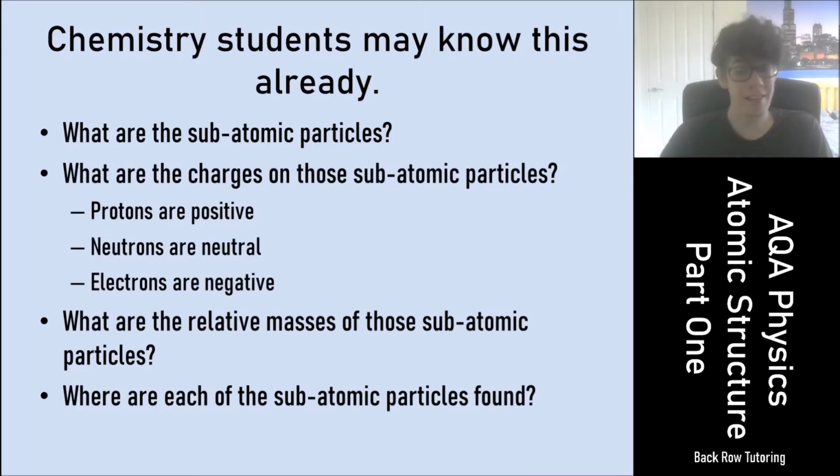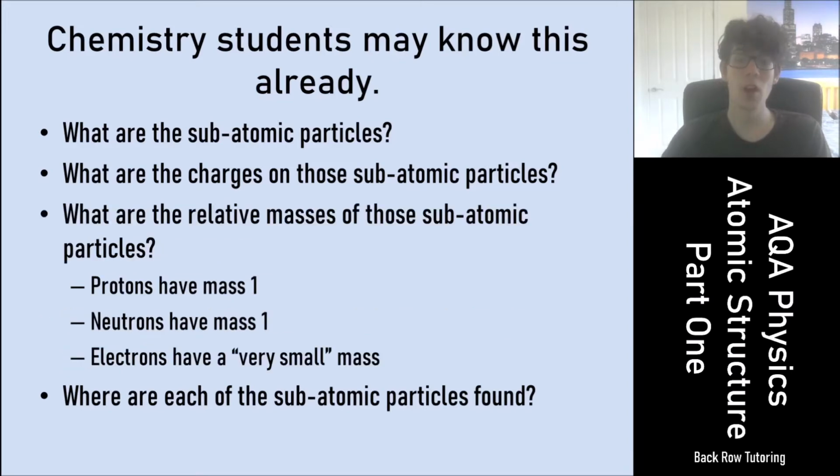What are the relative masses of those subatomic particles? Protons have a relative mass of 1. Neutrons have a relative mass of 1 and electrons have a very small mass. So the mass of protons and the mass of neutrons are very similar. Electrons are much smaller compared to protons and neutrons in mass.